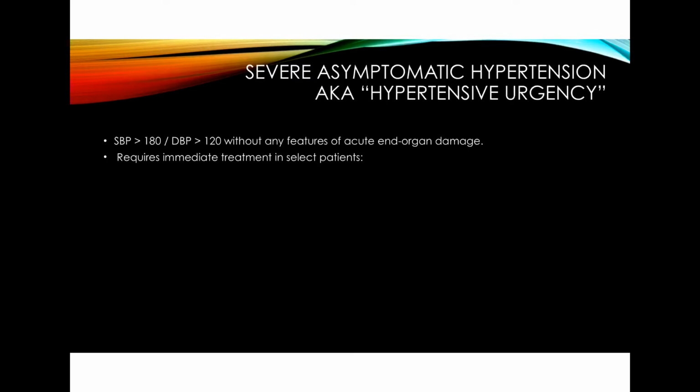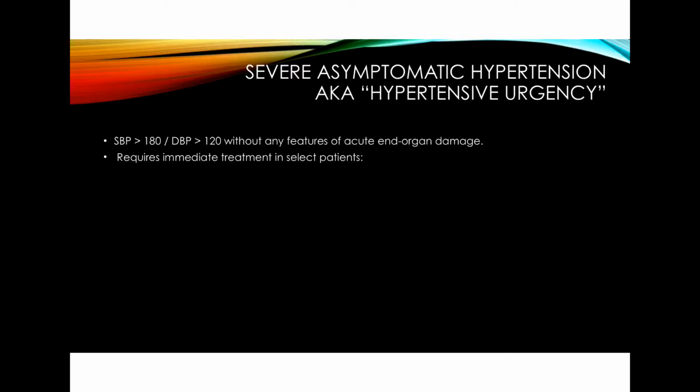Patients who are particularly hypertensive, typically the cutoff is given of systolic greater than 180 with a diastolic greater than 110, but who do not have evidence of end-organ injury are said to be in a hypertensive urgency. This is better termed severe asymptomatic hypertension, since the term hypertensive urgency implies that you do need to act quickly to lower their blood pressure, which may not be the case. So most patients with systolic greater than 180 or diastolic greater than 110, 120 don't need emergent treatment.